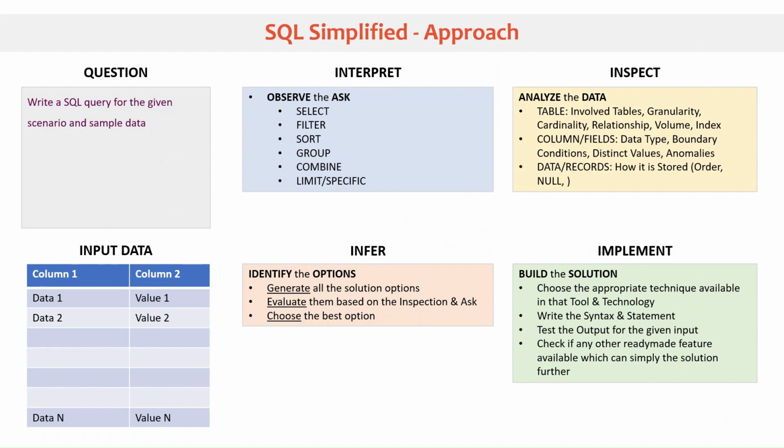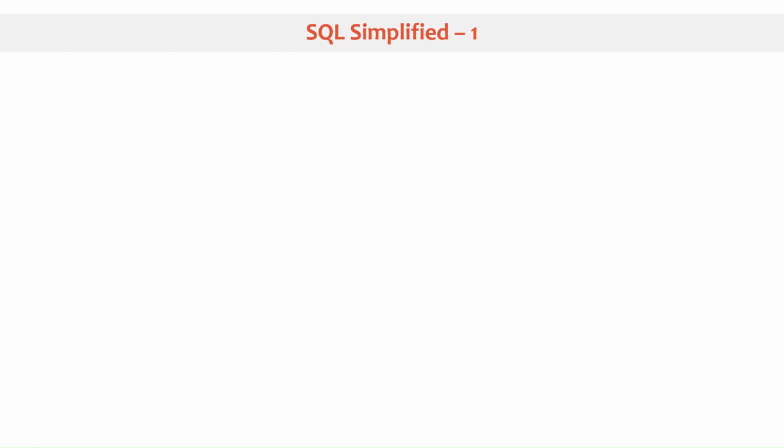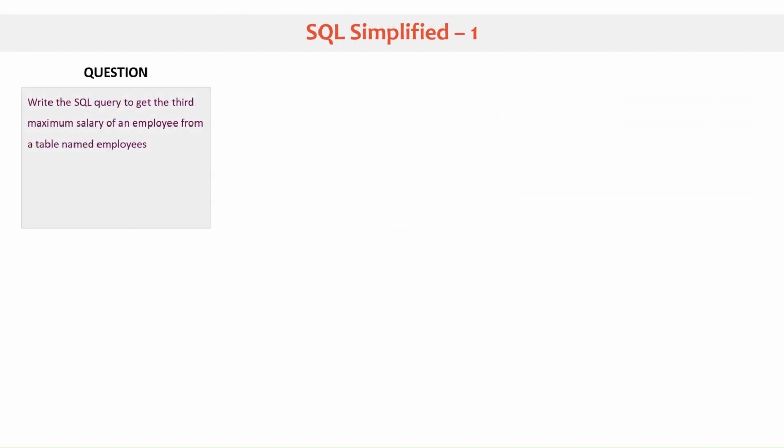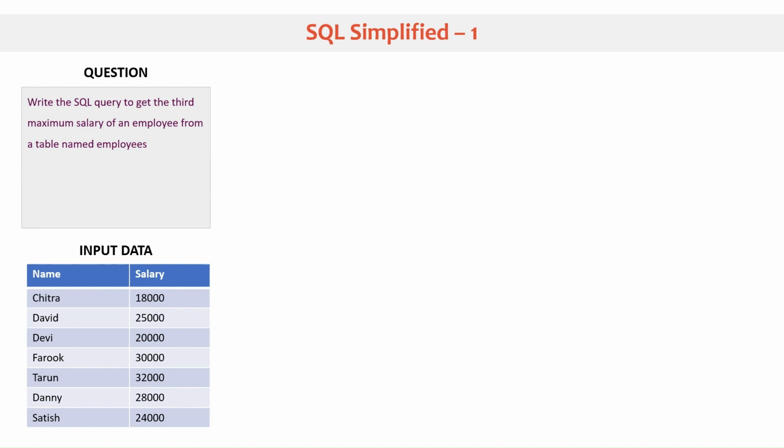Now I'm going to take one actual SQL problem and take you through it, because an example is always useful. SQL Simplified first approach. So here I'm taking a very specific question: write the SQL query to get the third maximum salary of an employee from a table named employees. This could be an interview question, or I found it on the internet. Many times the interviewer might ask you. Let's take this specific question. For this question they are also giving input data: these are the set of employees and their salary.